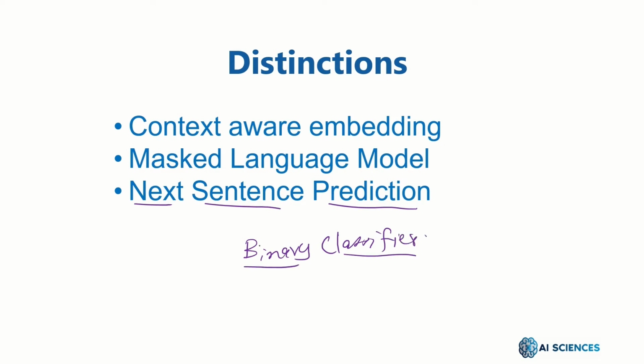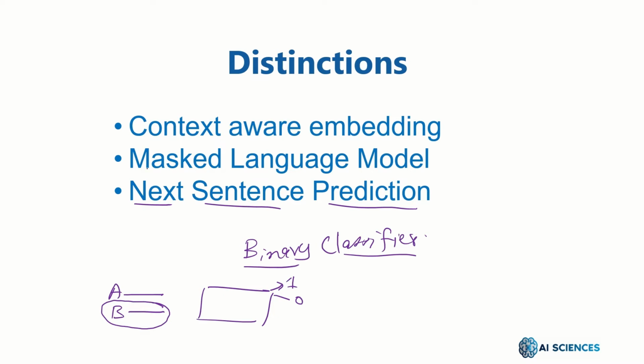What they actually do is, in the model, they give the pair of sentences, sentence A and sentence B. If sentence B follows from sentence A, it is the next sentence from A, then the output is 1, otherwise the output is 0. So that's a binary classifier that they come up with.